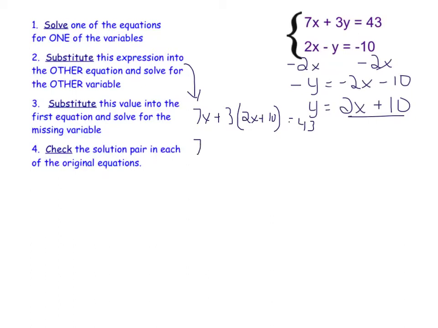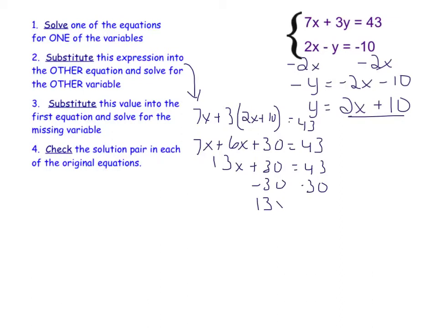So 7x plus 6x plus 30 equals 43. So 13x plus 30 equals 43, and solve from there. So coincidentally, my x is 1 again. So I'm going to put that over here in the ordered pair. So I substituted that in and solved for the other variable, so I've done the first two.